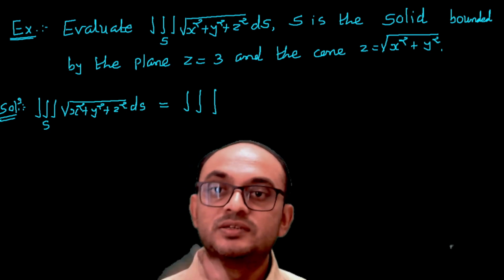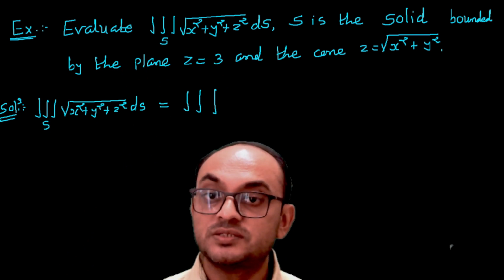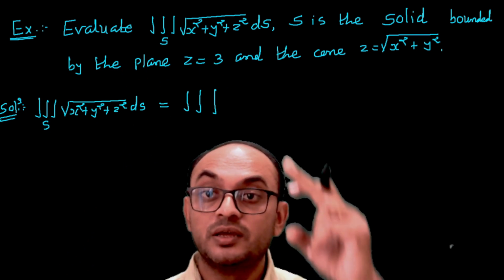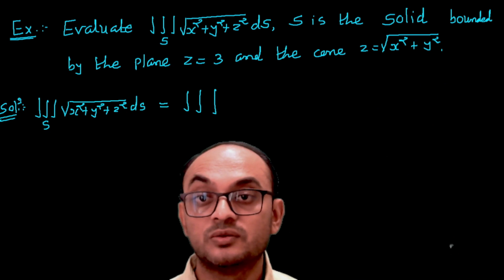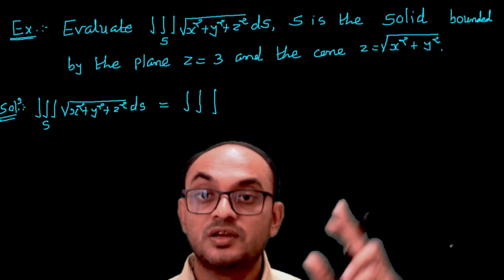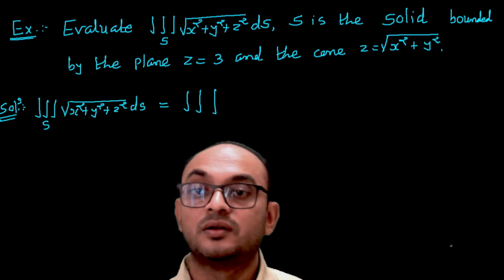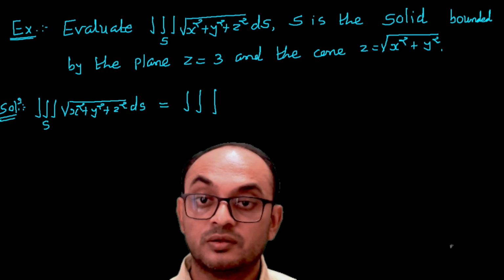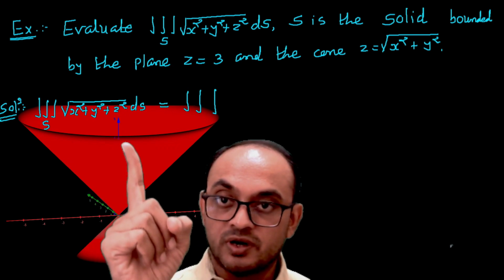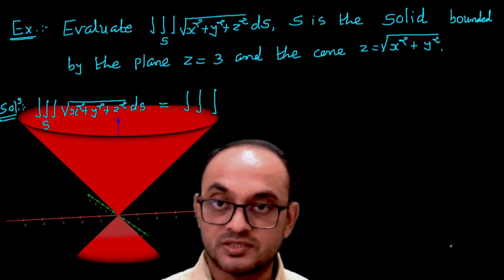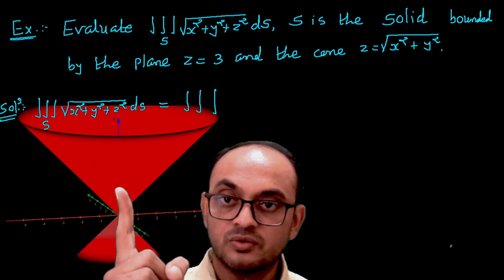Here what is the exercise? Evaluate the triple integration over S of square root of x square plus y square plus z square ds, where S is the solid bounded by the plane z equal to 3 and the cone z equal to square root of x square plus y square. So what is the first task? Let us draw this surface z equal to square root x square plus y square and the plane z equal to 3. Then see, this is the x-axis, green color is the y-axis, and this blue colored one is the z-axis, and this portion is our cone. z is equal to square root of x square plus y square, right?